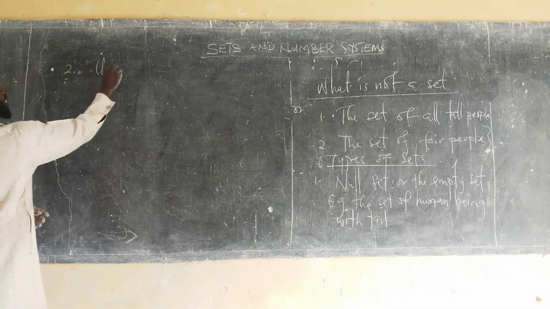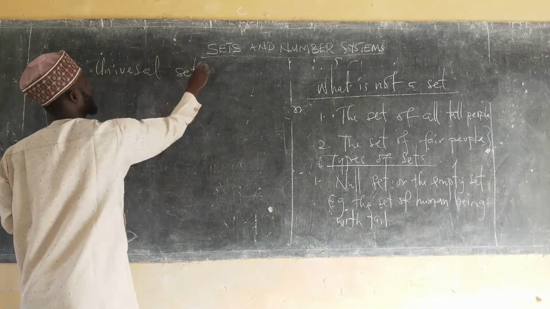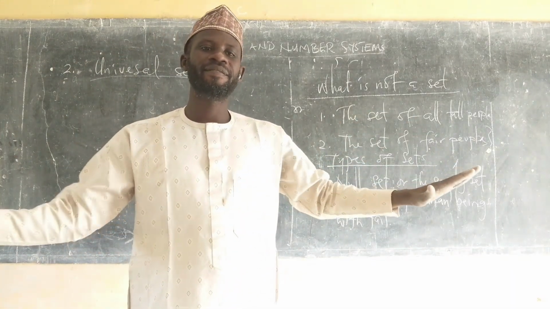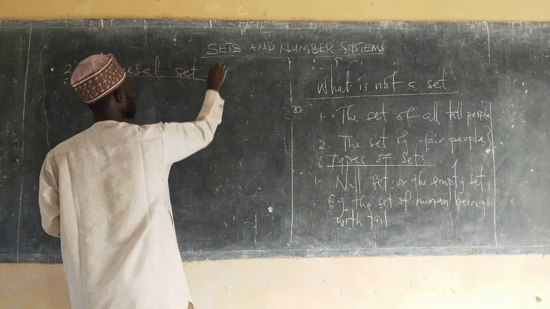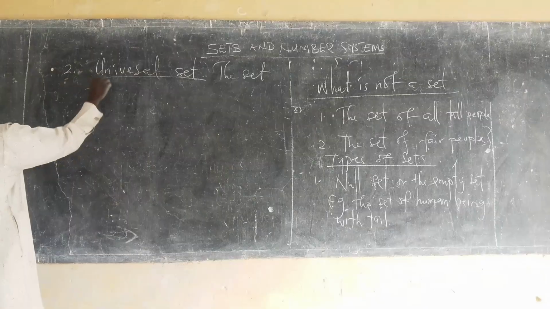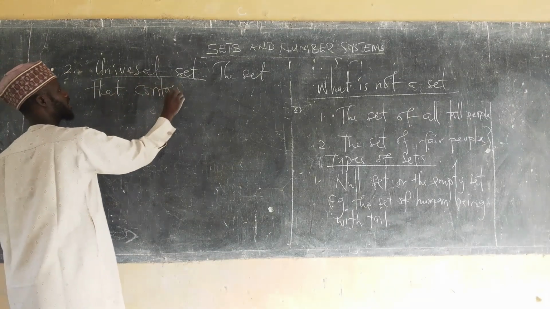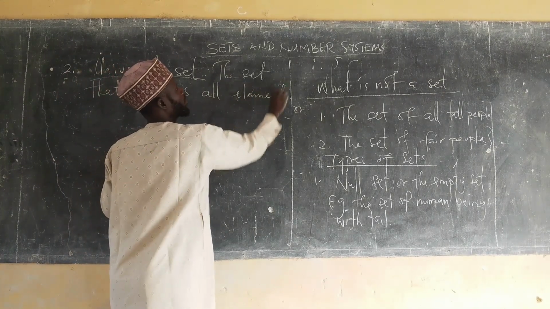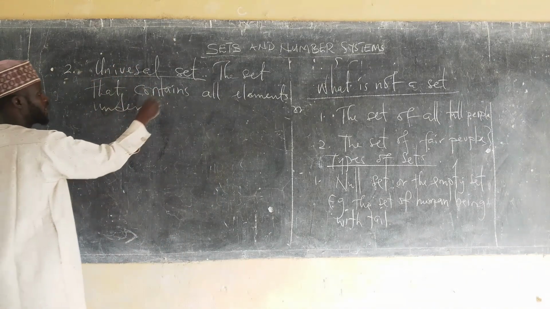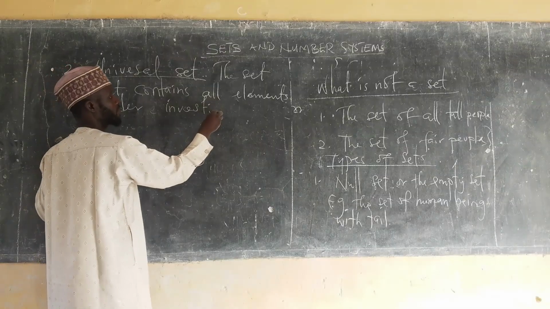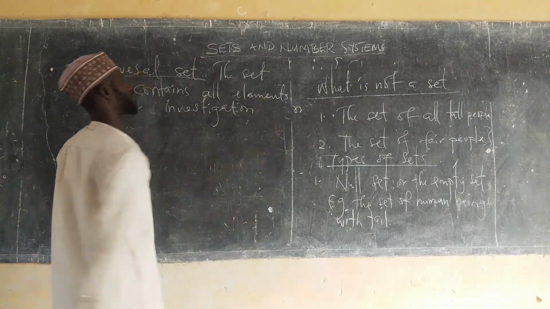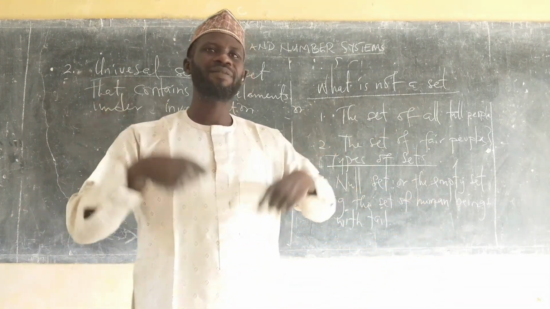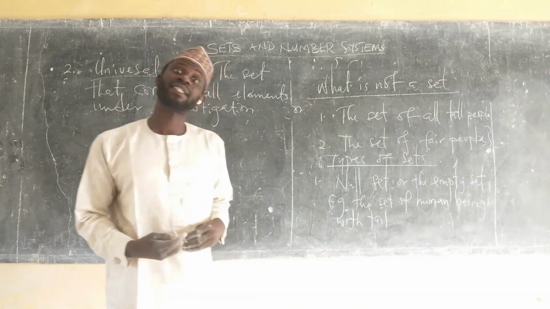So 2, we have the universal set. This is a set that contains every item under discussion. The set that contains all elements under discussion or investigation. For example, if you begin to name the set of furnitures, then any other furniture should be in that set. A universal set for furnitures.